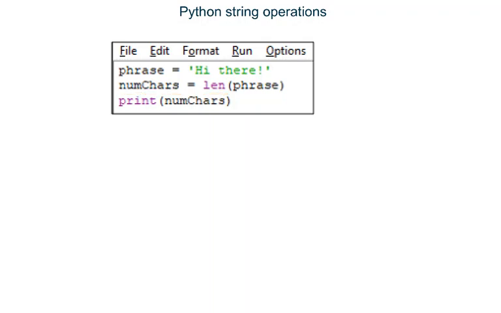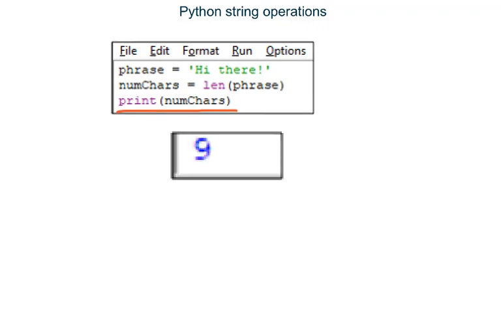Why does Python decide that there are 9 characters in the string "hi there!"? Because there are 7 letters plus 1 space plus 1 exclamation mark, totaling 9. On the last line, we print out what is stored in variable numchars. In other words, the program will output 9.